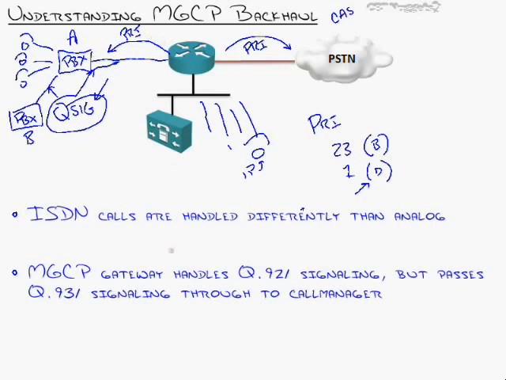MGCP backhaul allows the gateway to handle Q.921 signaling. Now, if you've played with ISDN in the past, you might recognize that and may think of LAPD, Link Access Protocol, D channel. There's all kinds of different signaling that happens. But overall, the way I always remember it, when you see Q921, just focus on the 2 and think layer 2. That's your data link.